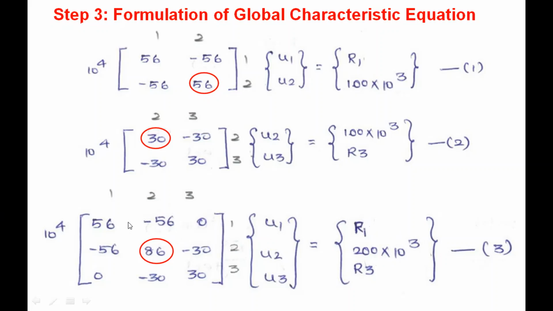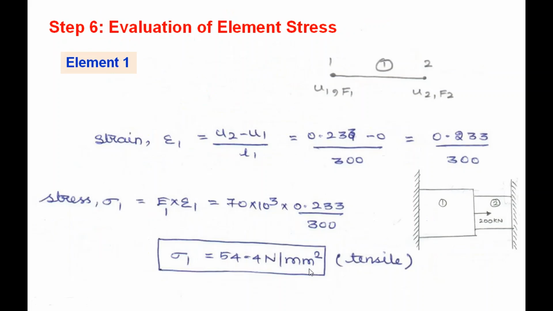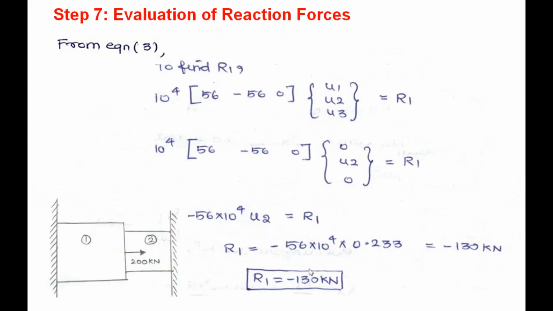Now if you want to evaluate the reaction force R1, we have to take the first row of the stiffness matrix and multiply with the displacements. It will give you R1. Similarly, to evaluate the reaction force R3, we have to consider the third row of the stiffness matrix, then multiply with the displacement vector. We will get this R3 value. Using this global characteristic equation, we are going to evaluate the reaction forces.